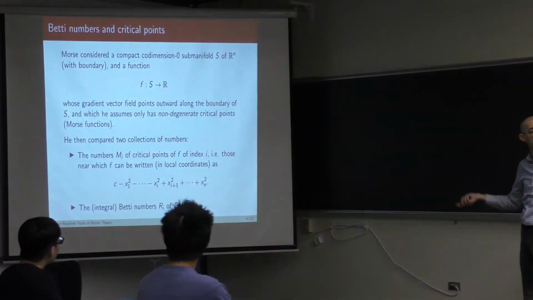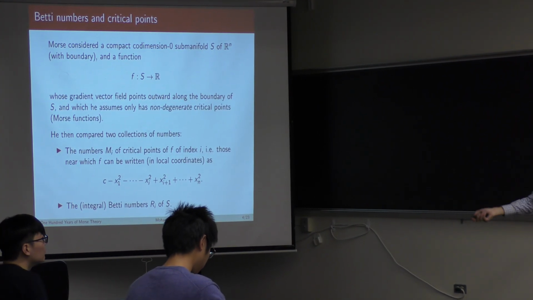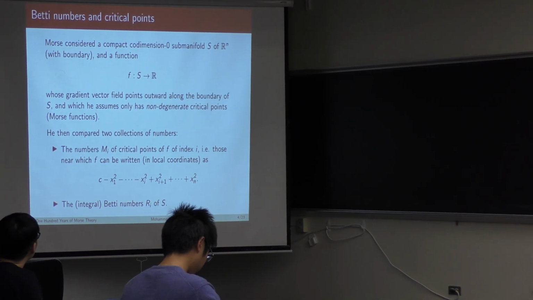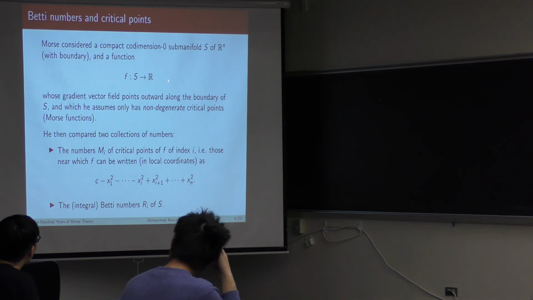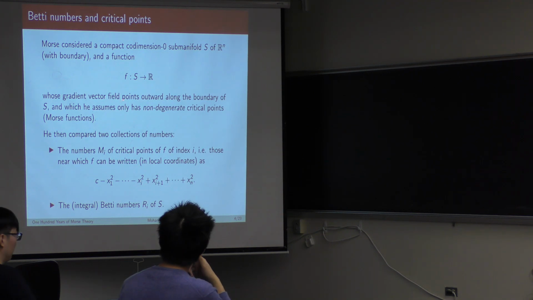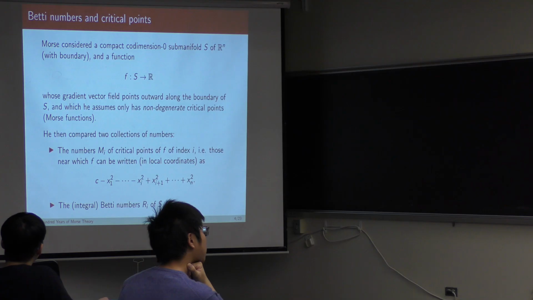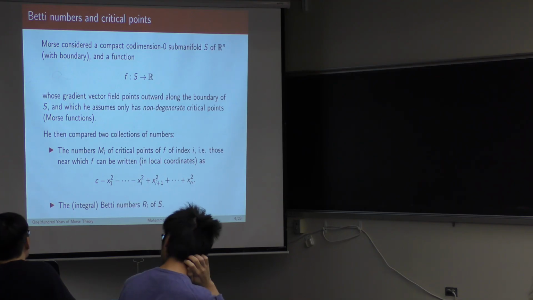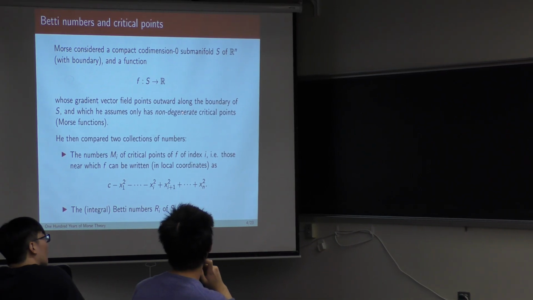Okay, so let me now give some mathematics as to what's going on, in some more modern language, because it can be a bit hard to decode how Morse wrote. He took a compact codimension zero submanifold of R^n, with boundary, and then he considered a function. He assumes the gradient vector field of this function points outwards. So of course this means in particular he's not thinking about Riemannian geometry. He just uses the standard metric on R^n, restricted to the subset.